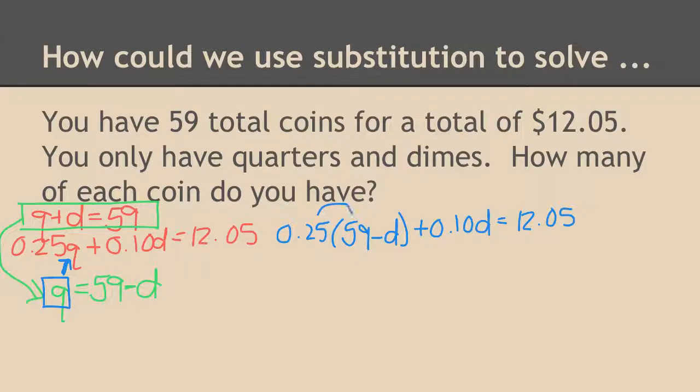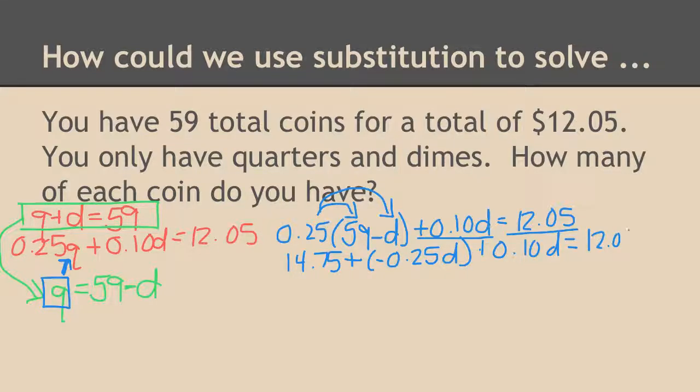All right, it's time to substitute. 25 cents times 59 is going to give me $14.75, and 25 cents and a negative D would give me negative 25 cents D. And then I still have this, 10 cents D, and I still have this. Okay, so all I did was I distributed. Now I'm going to put like terms together. The $14.75 is unaffected. But when you add negative 25 cents times D and positive 10 cents times D, I'm going to get a negative 15 cents times D equals $12.05.